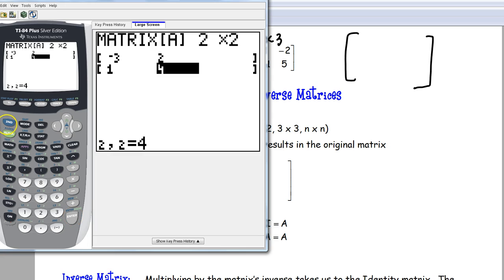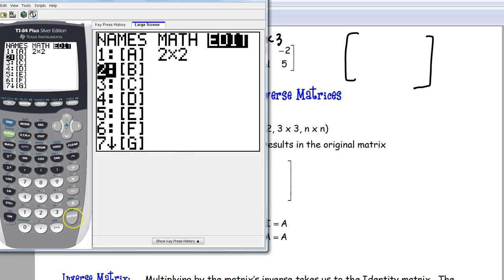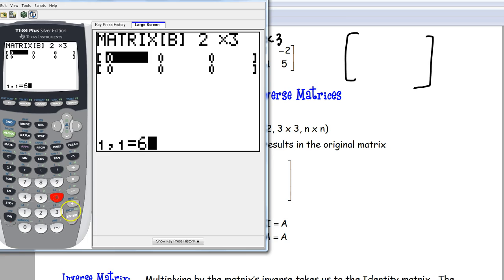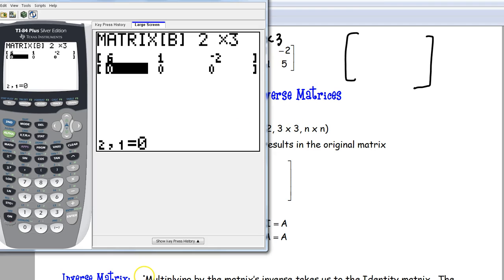Okay. Then I go back to second matrix, go over to edit. Notice that matrix A is now filled in as a 2 by 2. I'm going to go to matrix B. Matrix B is my second one. That was a 2 by 3. Okay. Plug in your numbers, 6, 1, -2. And again, I'm getting these numbers from these guys right here. 3, -1, 5.